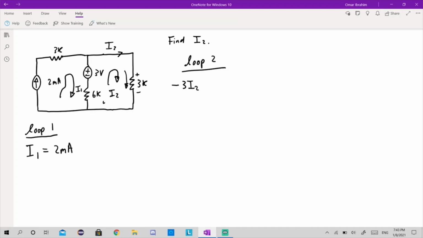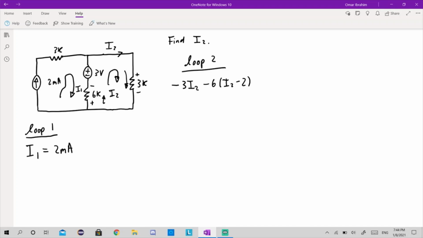Now we're going to go up and through the 6K. So the 6K, there's two currents affecting it, I2 and I1. But we assume I2 is dominant because we're talking about loop 2. So we know that the polarity is going to be like that. And you're going to have minus, because we're also going through a resistor, so it's negative always, like we said before, minus 6 times I2 minus I1, which is 2. And because we're assuming that I2 is dominant because we're talking about loop 2.